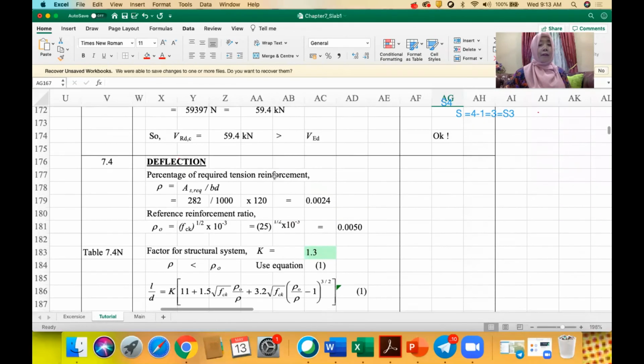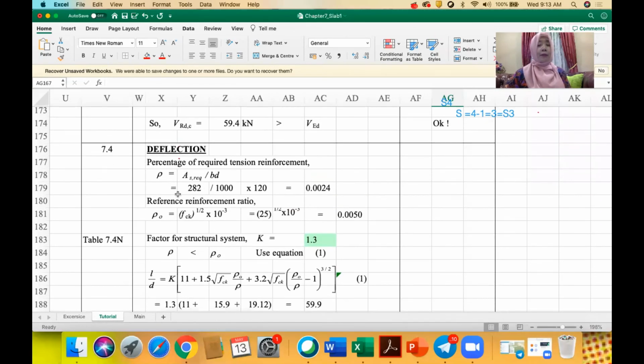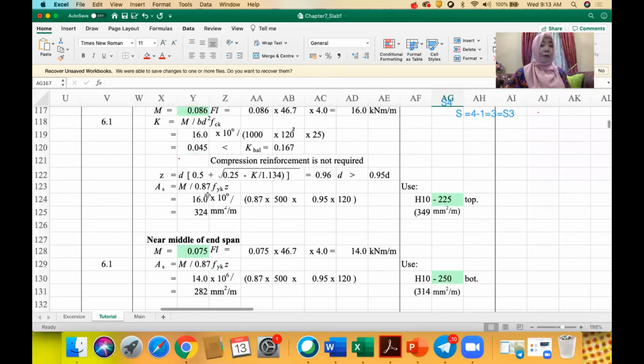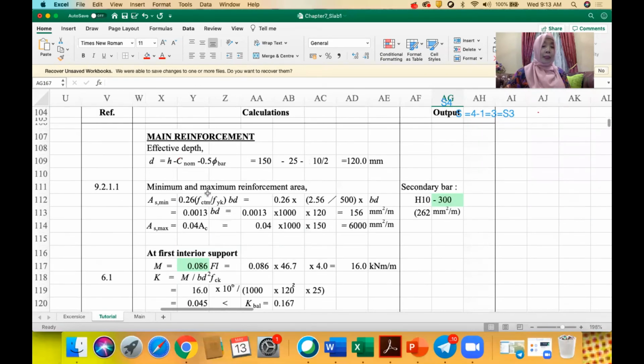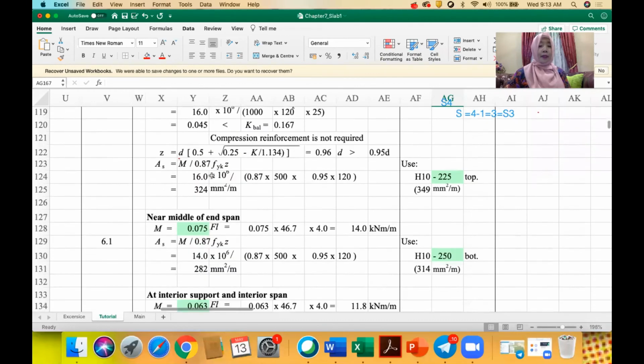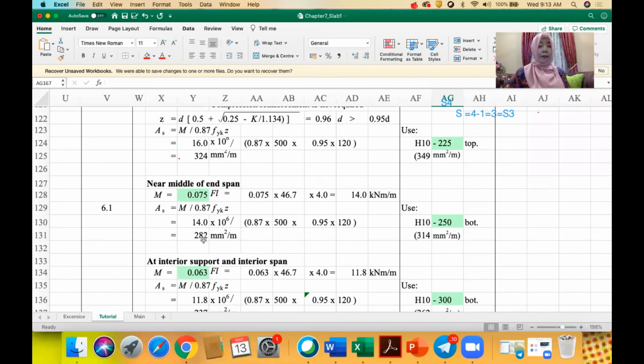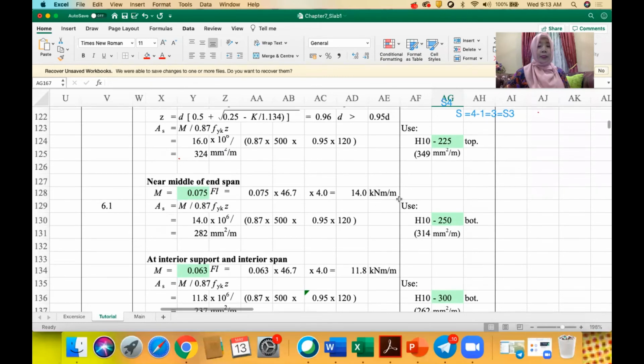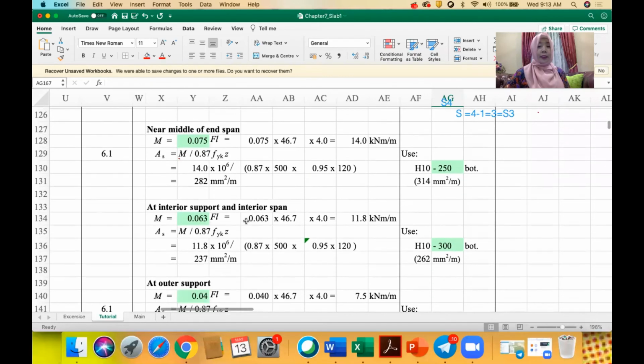Deflection will be considered for the moment maximum. Where is the moment maximum here? It happens at the span. Look at here at the span, near middle of end span, we have moment is 14. Interior is only 11.8. Therefore, we consider this AS 282.